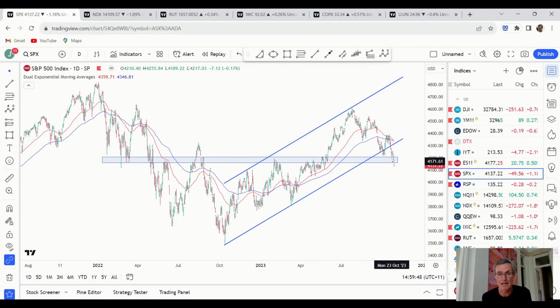We've got to see how this plays out now. The support's broken. Is there going to be follow-through selling? How much follow-through selling will there be if it emerges? That will give us more clues as to what the direction going forward should be.